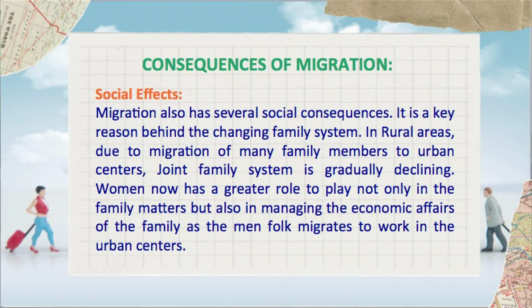So let us now discuss the consequences. The first is the social consequences or social effects. Migration, dear learners, has several social consequences. It is a key reason behind the changing family system. In rural areas, there was erstwhile prevalence of joint families, but due to migration of many family members from rural areas to urban areas, the joint family system is gradually declining.